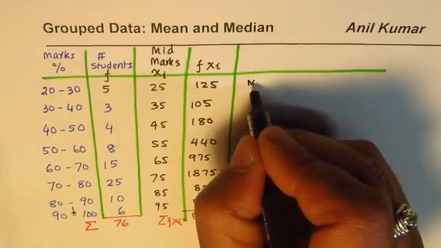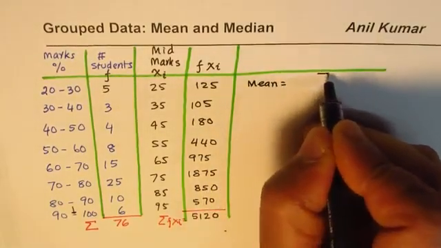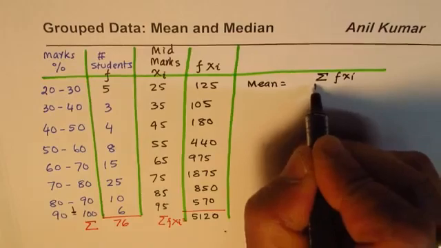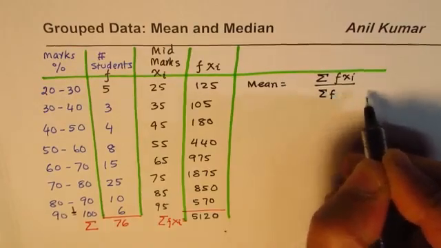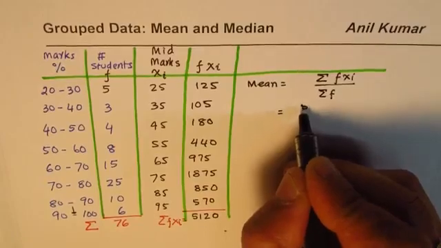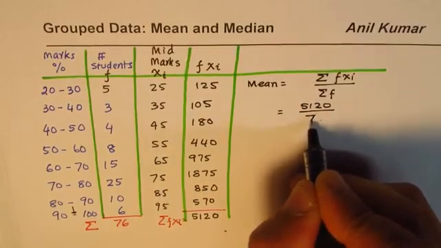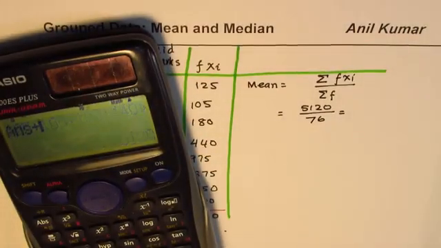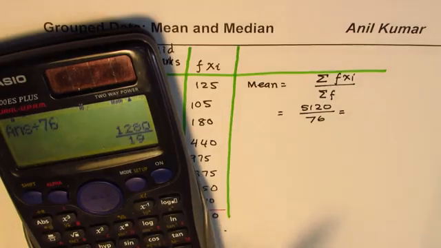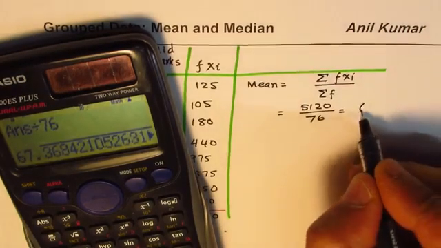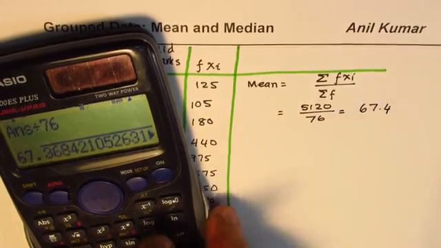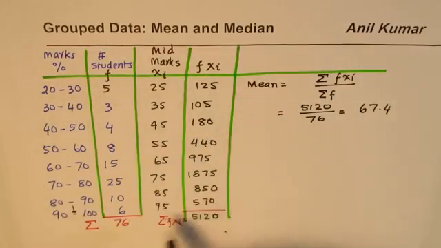So in this case, mean is equal to the quotient of sum of f xi over the total number of students. So the mean will be 5120 divided by 76. We divide this to get the answer in decimals as 67.4%. So that becomes the average or the mean marks for all this group of students.